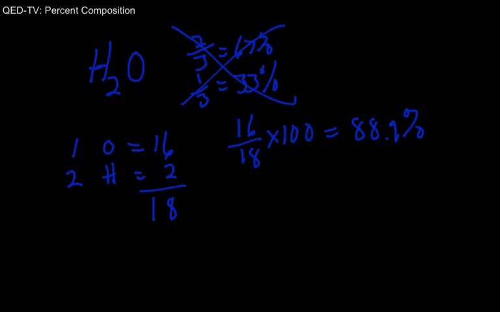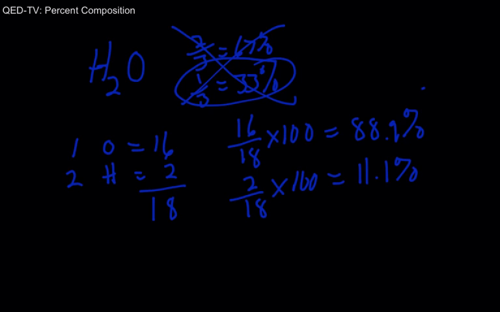So even though oxygen is 33% by atom of water, it's almost 90% of the mass, because oxygen is so much heavier than hydrogen. Hydrogen, of course, is 2 divided by 18 times 100, and that gives you about 11.1%. So this is what we call the percent composition of a compound. You find out the total molar mass of the compound, and then you divide the mass of the elements by that and take it times 100 to get your percent composition.